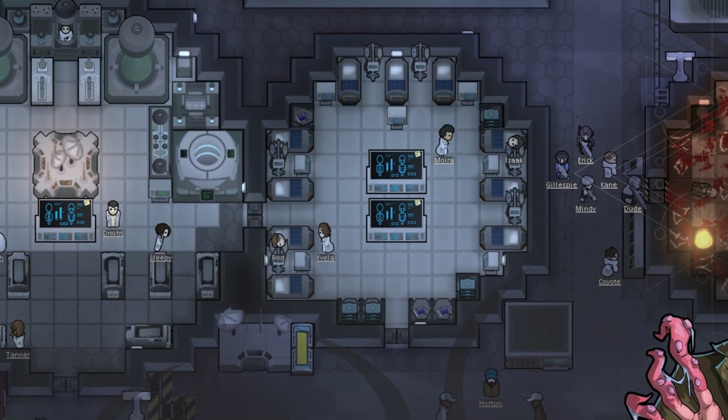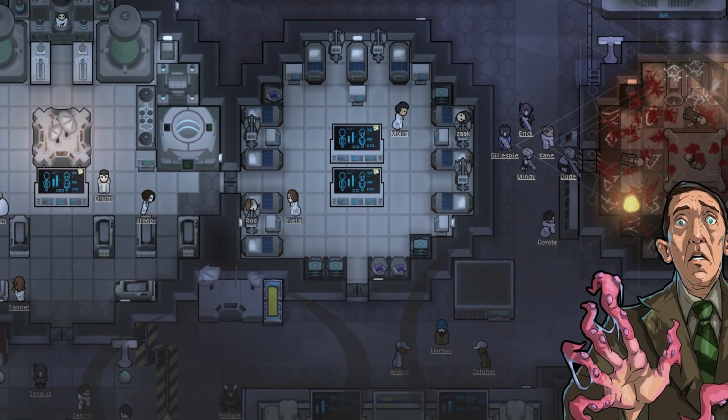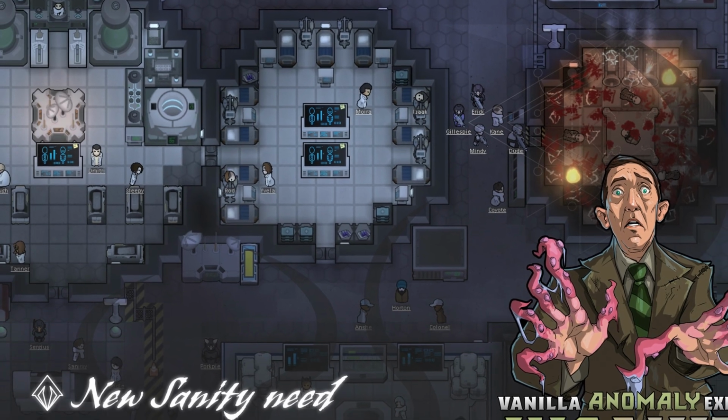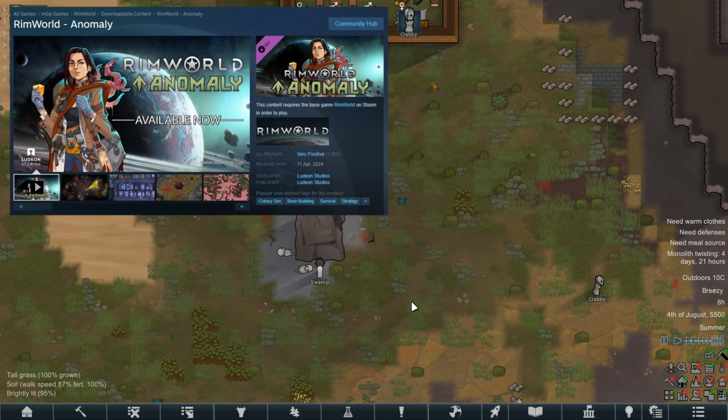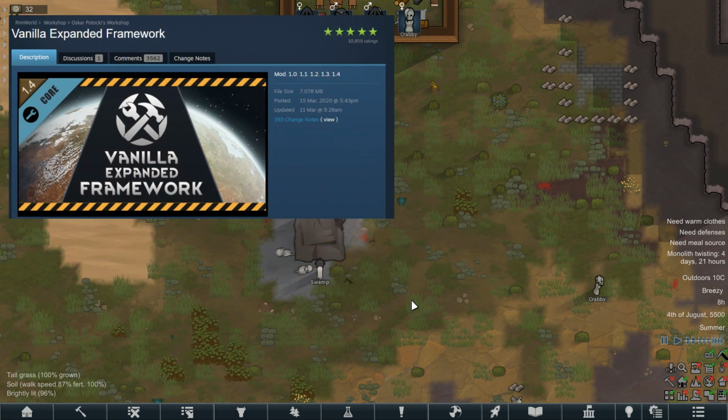Welcome to the Rimworld mod rundown. We'll be taking a quick look at what you can expect to see from Vanilla Anomaly Expanded: Insanity. For starters, you'll need to own the Anomaly DLC as well as the additional workshop content, Vanilla Expanded Framework and Harmony.